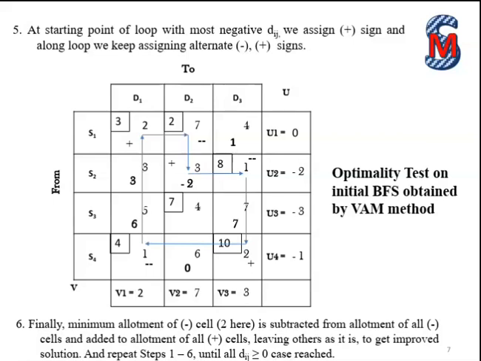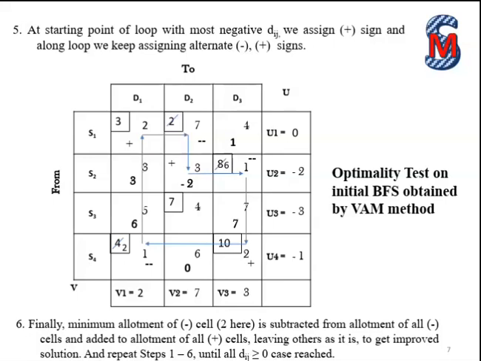This is subtracted from the allotment of all minus cells. So the first minus cell S1D2 with allotment 2, we subtract 2 from it. So it will become an empty cell now. There will be no allotment in this cell. The second minus cell has allotment 8 at S2D3. We'll subtract 2 from it. So we'll be left with 6 allotment at this cell. Now in the third minus cell, the allotment is 4, S4D1 cell. From here also we'll subtract 2. So the remaining allotment here will be 2. Now the same minimum allotment 2 we add to all the cells with plus signs.